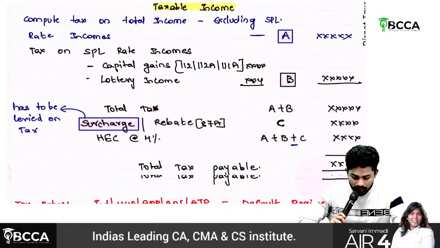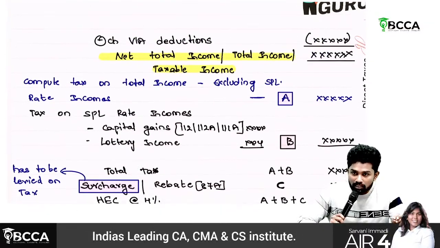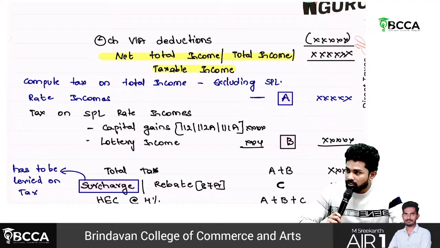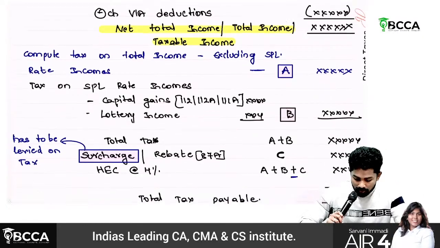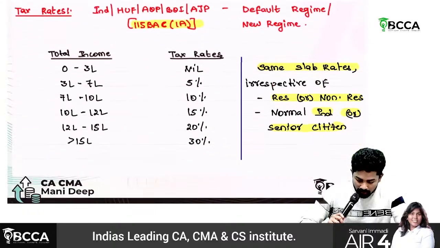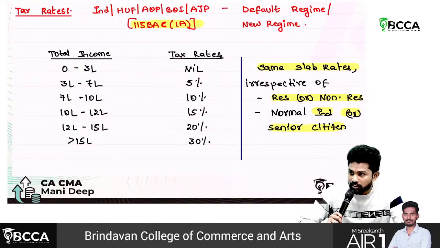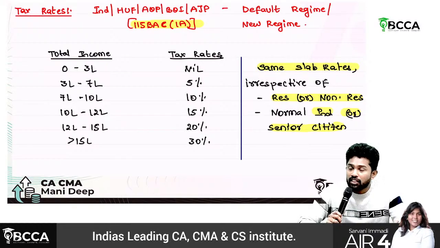In yesterday's class, we started discussing the tax rates. We discussed the charging section, and based on the charging section, how to compute total income, then the tax rates. In tax rates, we started specifically with individual, HUF, AOP, BOI and HAP. In that also, we are first discussing the default regime.